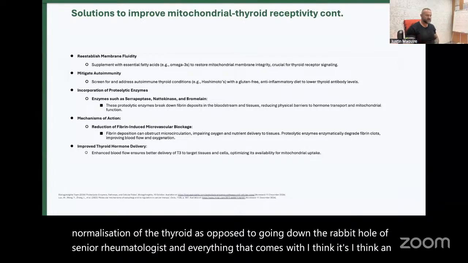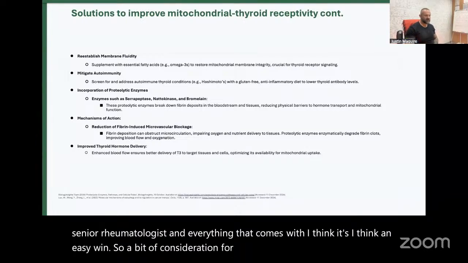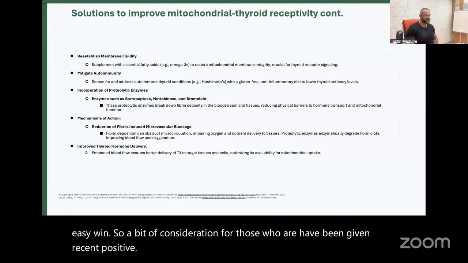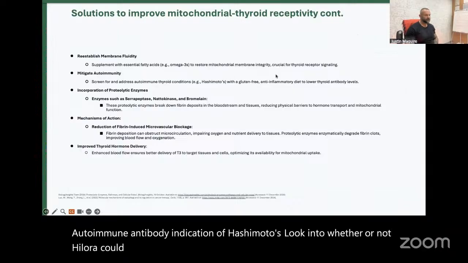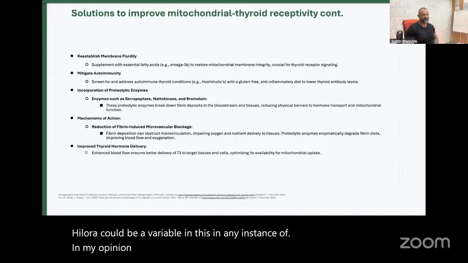So a bit of consideration for those who have been given a recent positive autoimmune antibody indication of Hashimoto's. Look into whether or not H. pylori could be a variable. In any instance of, in my opinion, and again, it's not gospel, it's scientific.